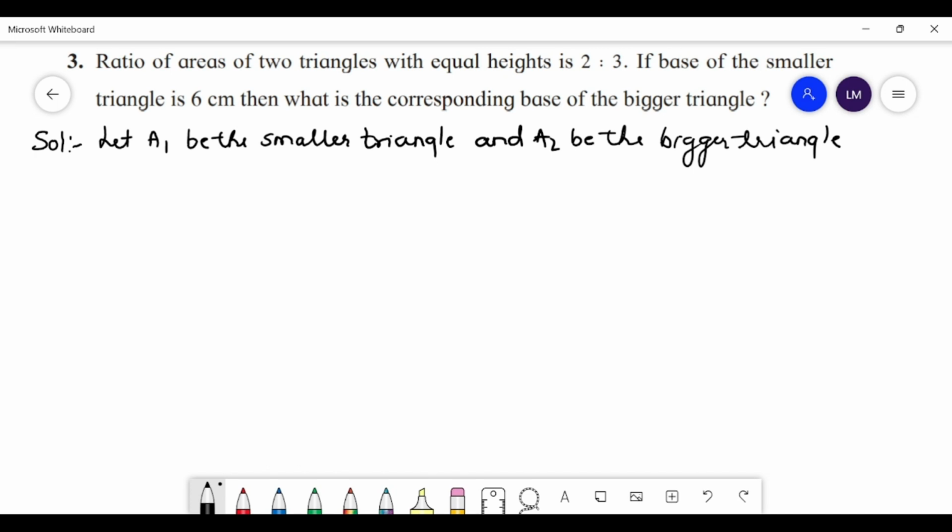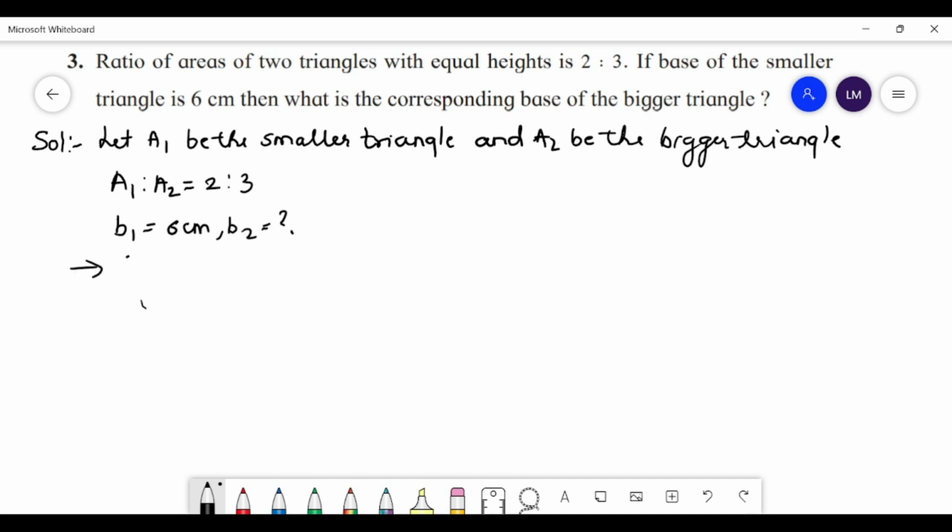Now, here ratio of areas of two triangles with equal heights is 2 is to 3. That means A1 is to A2, it is given 2 is to 3. Now, if the base of the smaller triangle is 6, so smaller means the first triangle we had taken as smaller, right? So, B1 we can write as 6 centimeter. So what is the corresponding base of the bigger triangle? So B2 is equal to question mark.